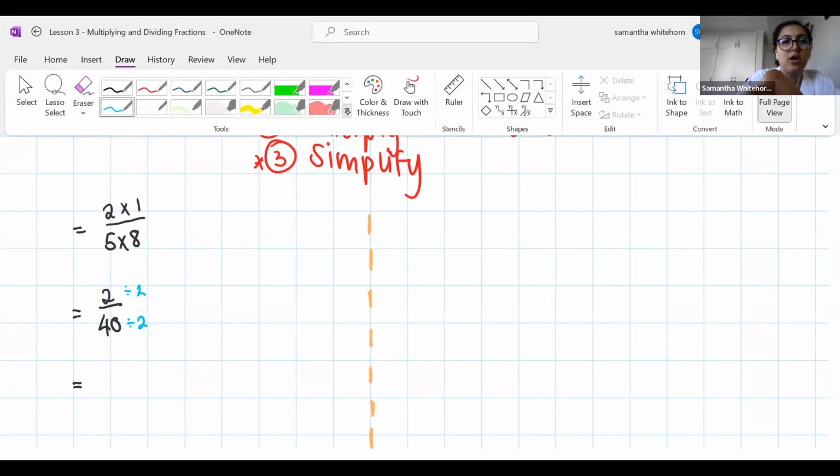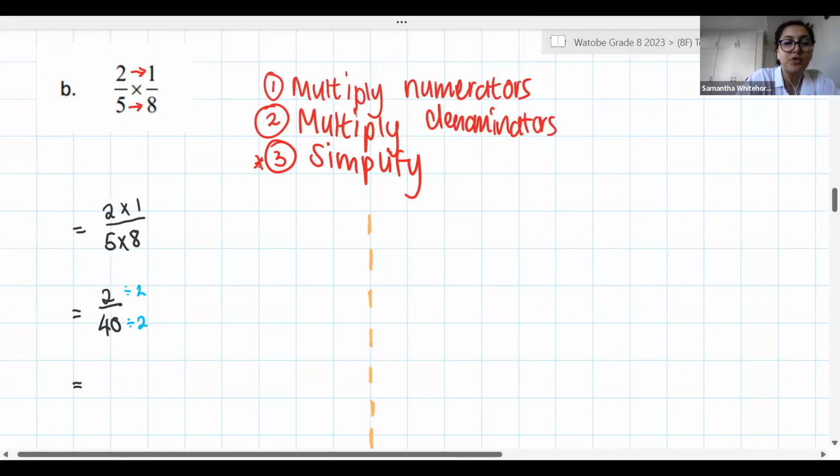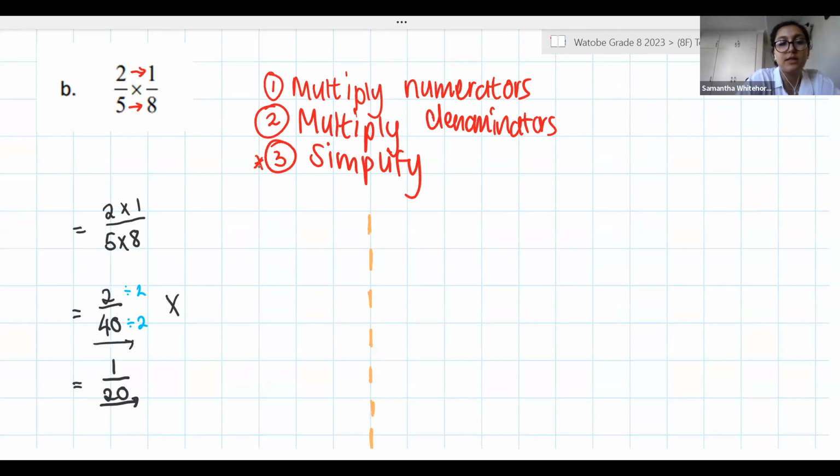So very importantly, that answer of 2/40 is not our final answer. As Ortile said, we have to simplify. So I can divide the 2 in the numerator by 2 and the 40 by 2, and I get my final simplified answer of 1/20. You must simplify. If you leave 2/40 as your final answer, it is wrong. It is not fully simplified. So you always want to fully simplify the fraction that you get.